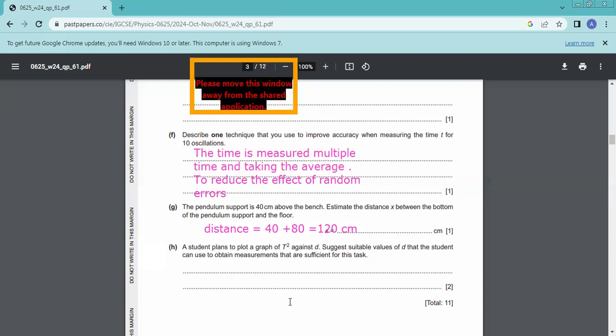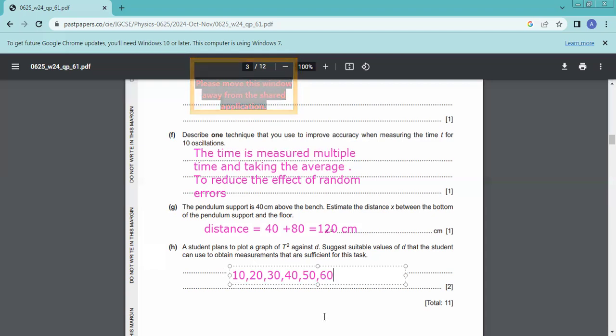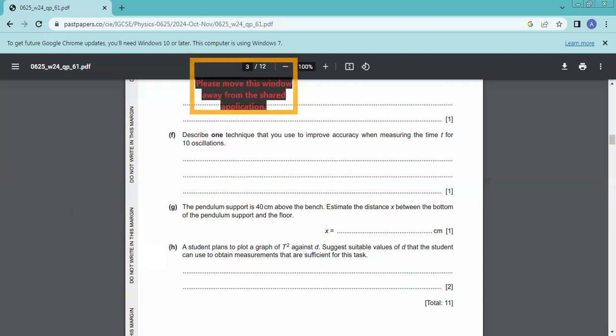So I would suggest that the values could be 10, 20, 30, 40, 50, and 60 centimeters. These are sufficient values. They are not very small values, not very large values. So this will cover all the necessary values. Okay, now moving on to the next question.